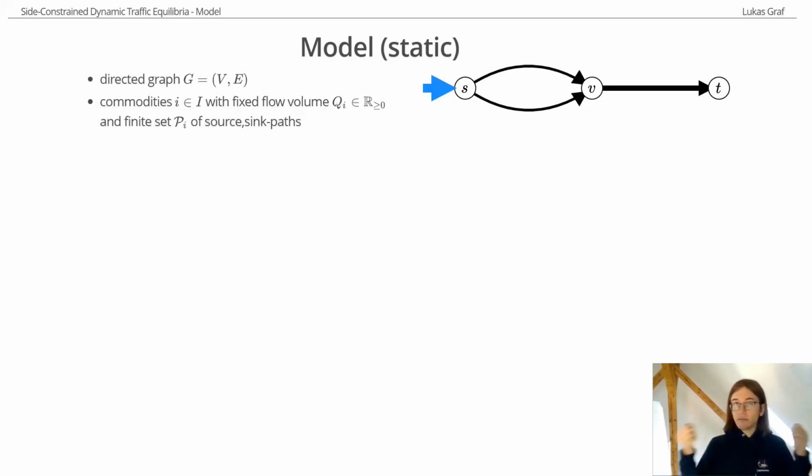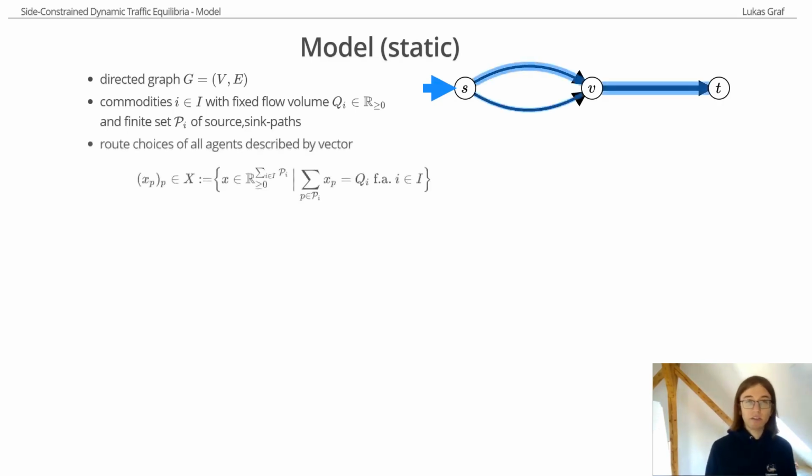And so there is a certain set of paths available to every commodity. And then every particle from the commodity chooses one of these paths. And the collection of all these route choices can then be represented by a vector xp that for every path p has the volume of flow entering this path. And then given such a flow, represented by such a vector, we can compute the cost of this flow on every path, typically something like the travel time of each path, by some path cost function that typically just takes the load on each edge and gives us the travel cost of this edge.